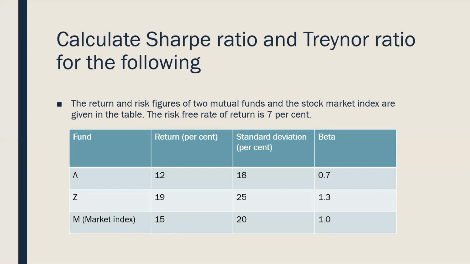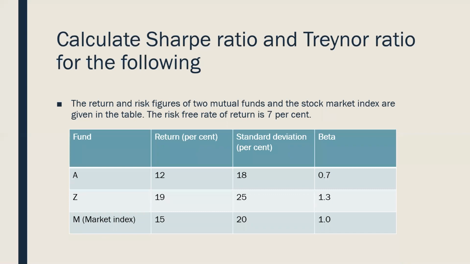So the question: the return and risk figures of two mutual funds and the stock market index are given in the table. The risk-free rate of return is 7%. Okay. So RF, whether it be Treynor's ratio or Sharpe's ratio, is going to be 7. Now we need the RP value, right? In the numerator, it is RP minus RF for both Sharpe's ratio and Treynor's ratio.